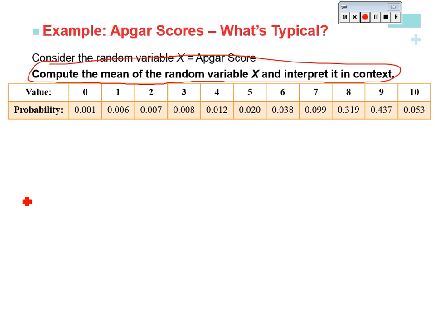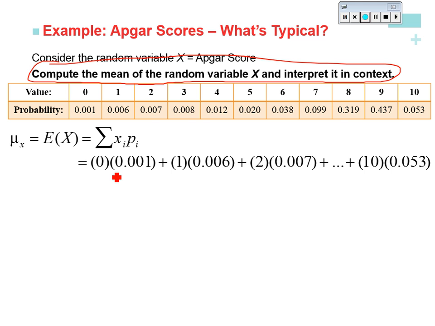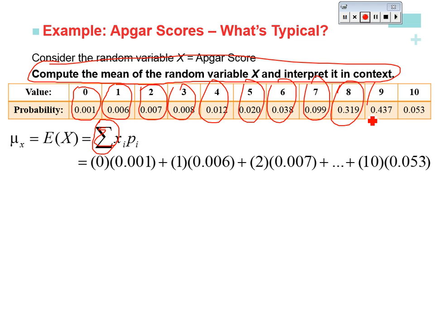So if we're talking about computation here, what we're basically going to do is take each of these values and multiply them by the corresponding probability. So I got 0 times 0.01, 1 times 0.006, 2 times 0.007, etc. And what I want to find is the sum, and this Greek letter sigma here represents the sum, of multiplying each of these values together. And that's how you find the mean of a discrete random variable, otherwise known as the expected value.